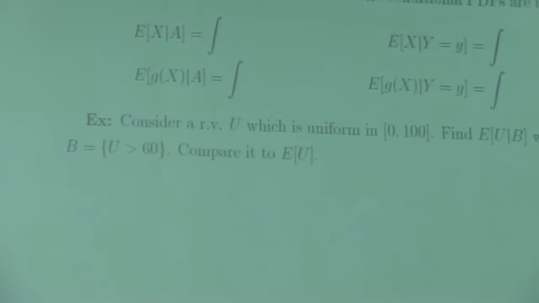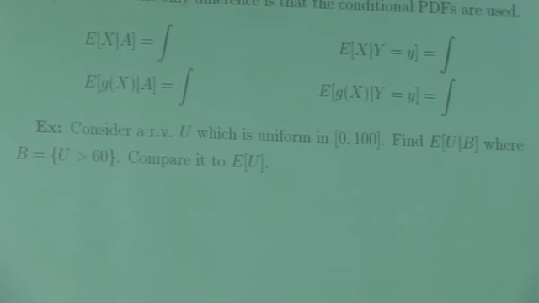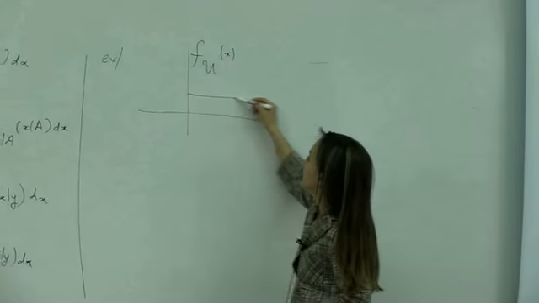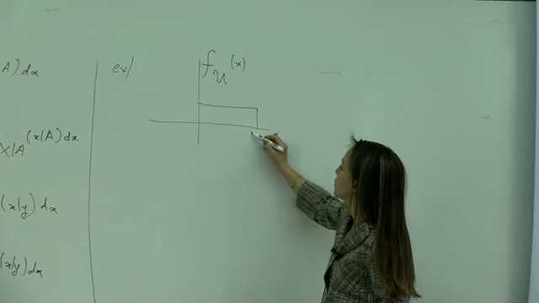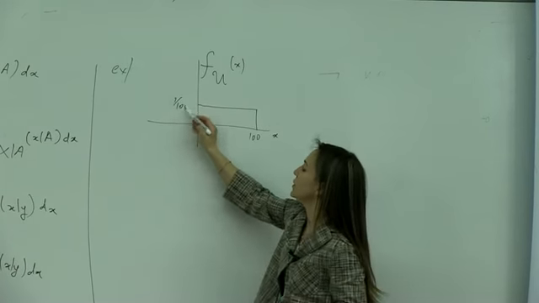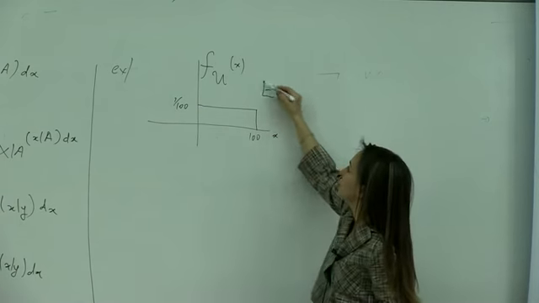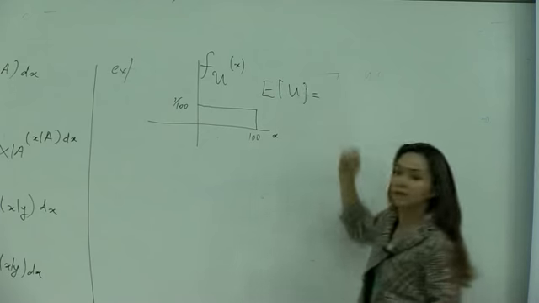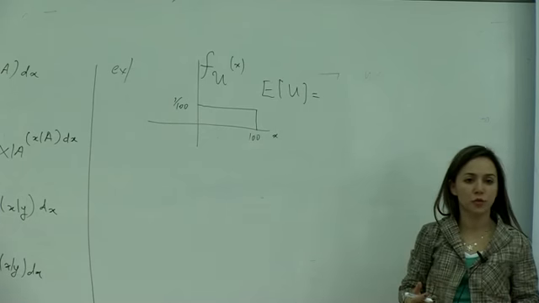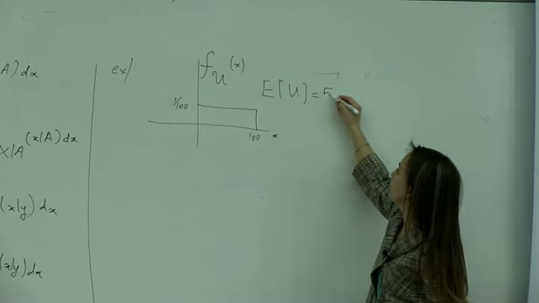So let's think about U. U has a PDF. Let's call it f_U(x), as a function of x, and it's constant in the interval from 0 to 100. The level should be 1 over 100, of course. What is the expectation of U? That's the center of gravity of the distribution, and it's trivially equal to 50. No problem.